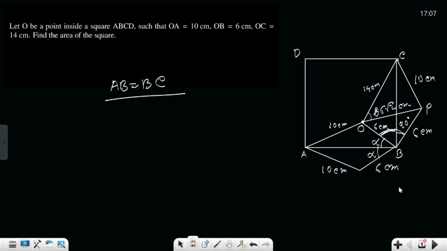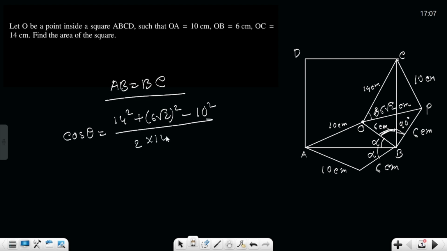Now we will apply the cosine rule for this angle theta. So cos theta will be equal to, first identify the triangle. The triangle is COP, where angle COP is equal to theta. So cos theta will be equal to OC square, which is 14 square, plus OP square, which is (6 root 2) square, minus CP square, which is 10 square, right? Divided by 2 into 14 into 6 root 2. I hope that is clear.